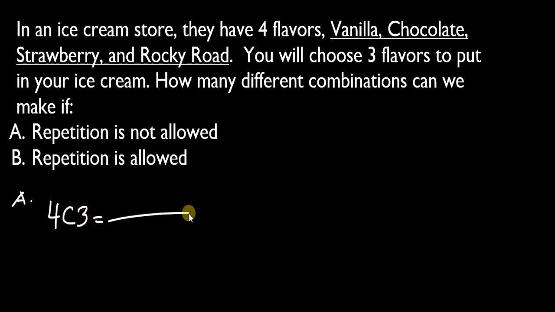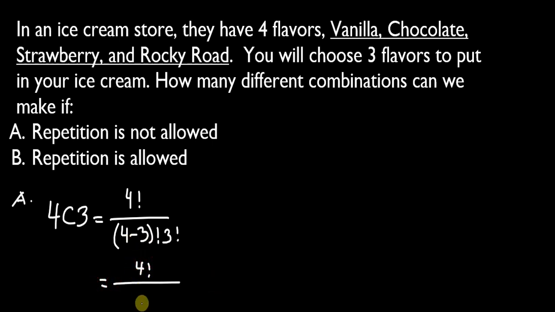So yung formula natin, that is 4 factorial over 4 minus 3 factorial, 3 factorial. And that is equal to 4 factorial over 4 minus 3, that is 1. So that is 1 factorial. Then 3 factorial. Then 1 factorial is 1 lang din. So that is 4 factorial over 3 factorial. And 4 factorial over 3 factorial, that is equal to 4. So, meron tayong 4 na combinations kapag repetition is not allowed.